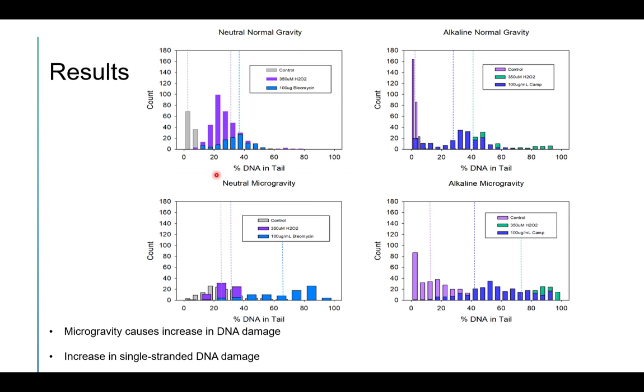And then to determine which type of damage, double-stranded or single-stranded breaks, was more detrimental to the cell, we added bleomycin or camptothecin. There is an increase in single-stranded breaks not only in the control, but also in the treatment of camptothecin. Based on the current data, microgravity has a negative effect on HEK cells.